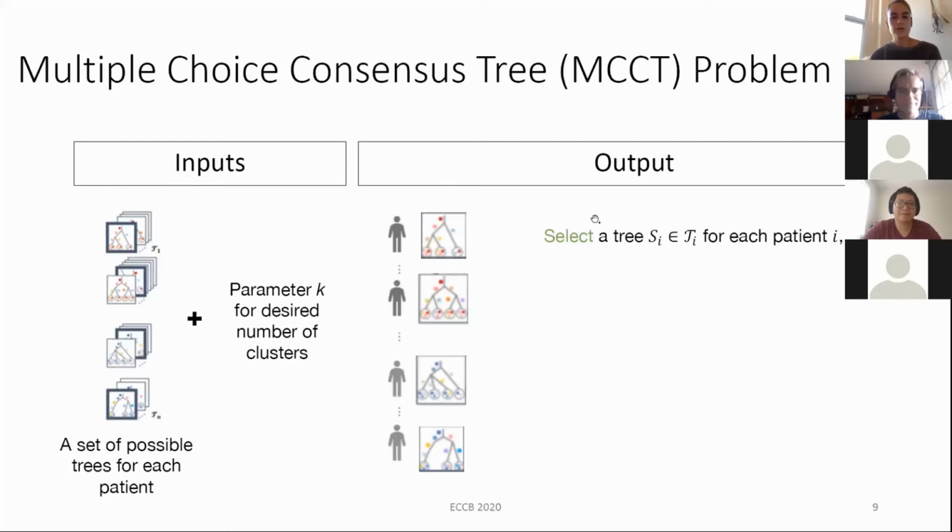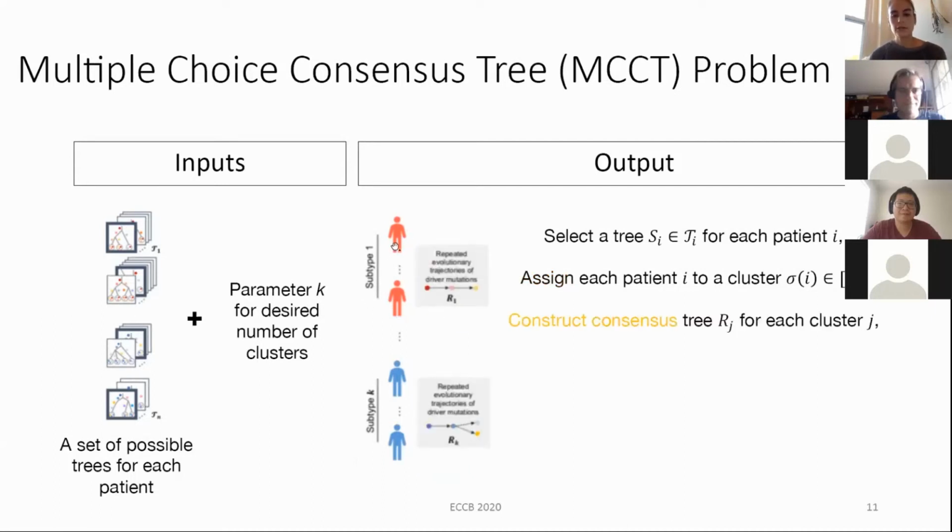At first we want to select a tree from the input trees for each patient that we feel is more supported, that we feel is more likely to be their true evolutionary history. So this is reducing ambiguity in the input set. The next thing we'd like to do is assign each patient into a cluster, up to K clusters. Intuitively, a cluster is trying to represent a particular subtype.